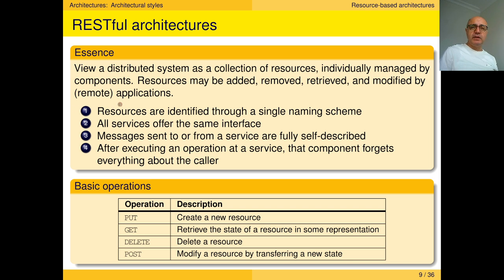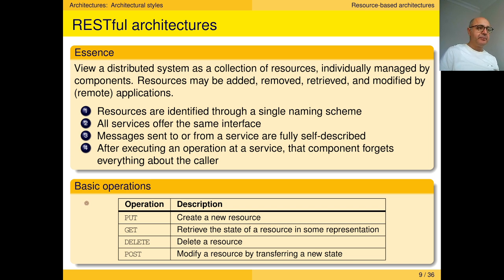So in the RESTful architectures, you should be providing four features. First of all, the resources are identified through a single naming scheme, and all services offer the same interface, which makes life quite easy. Messages sent to or received from a service are fully self-described, and after executing an operation at a service, that component forgets everything about the caller. In other words, this is called the stateless feature.